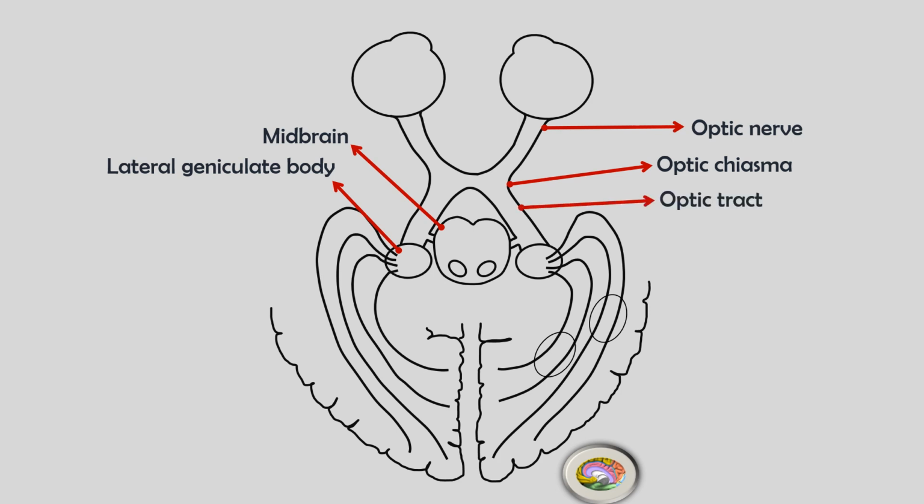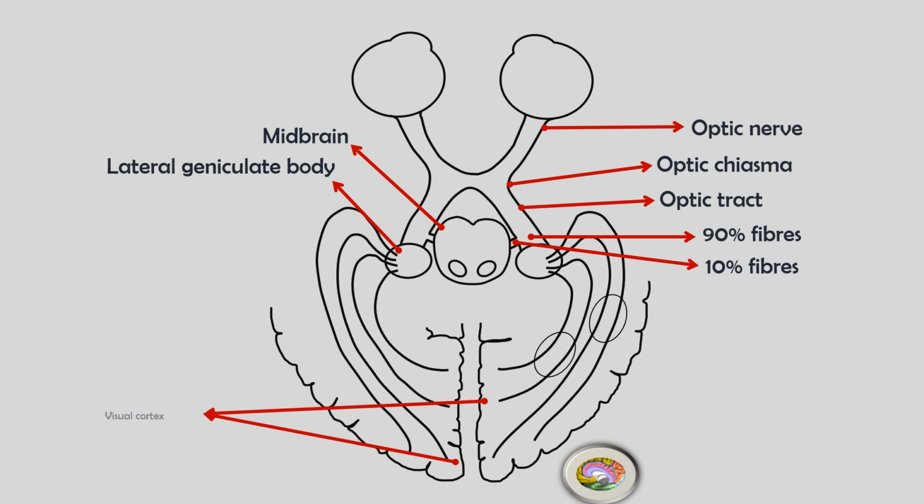The optic tract ends up posteriorly mainly in the lateral geniculate body, but some fibers move towards the midbrain before the optic tract reaches the lateral geniculate body. 90% of the optic tract comes to the lateral geniculate body, and about 10% of fibers divert to the midbrain. Then from the lateral geniculate body, fibers go backwards and take information to the visual cortex.